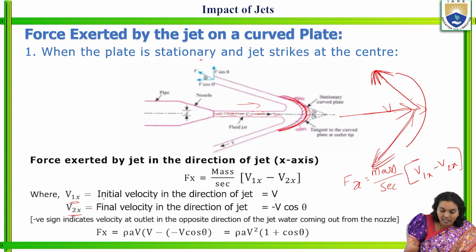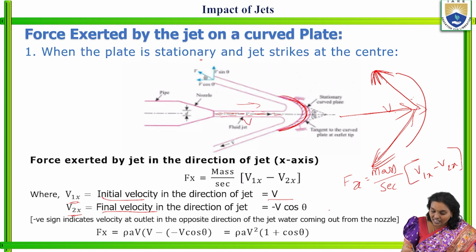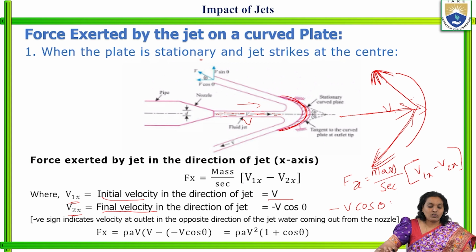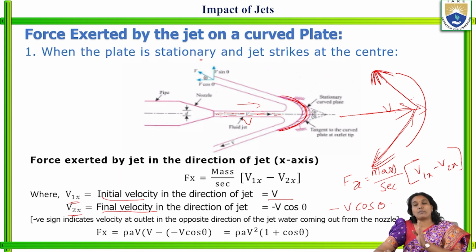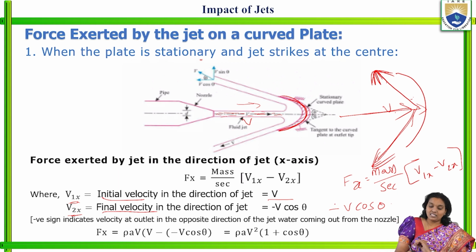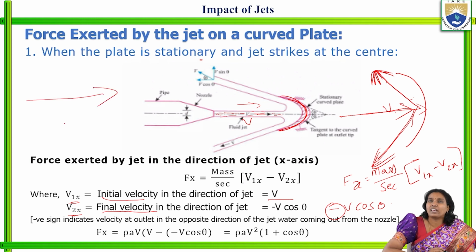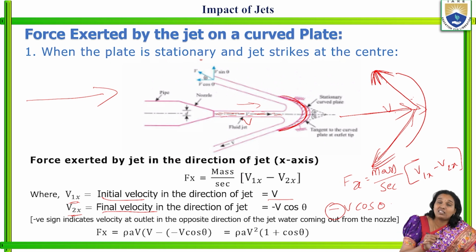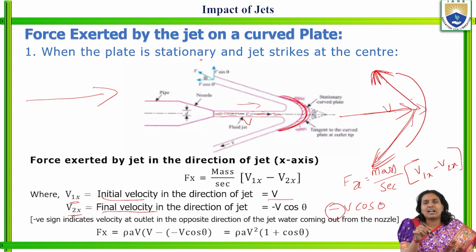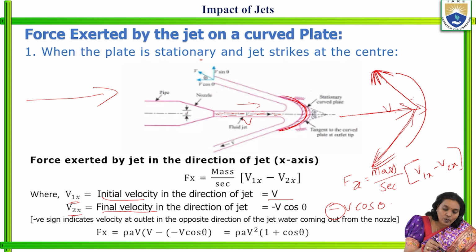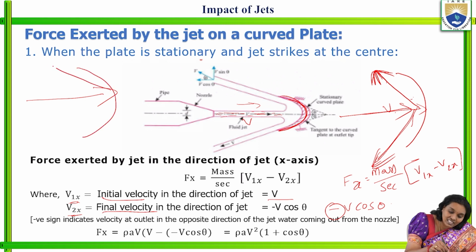So here the initial velocity is v, and after striking the jet, the final velocity is minus v cos theta. The negative sign indicates the velocity at outlet is in the opposite direction of the jet of water coming from the nozzle. Why do we indicate this negative sign? Because this is the jet of water before striking the curved plate. Once the jet touches and strikes the plate, it changes its direction like this.